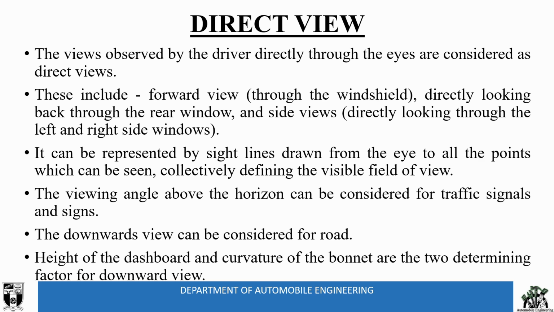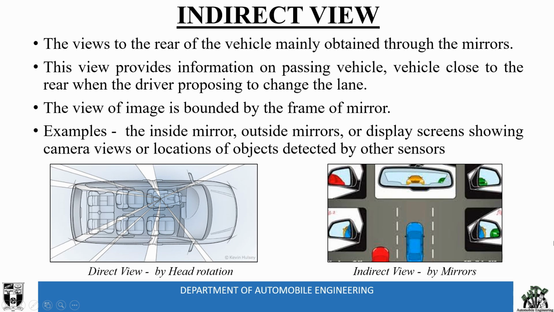The height of the dashboard and the curvature of the bonnet are the two determining factors for the downward view. Indirect view. Indirect view is the view to the rear of the vehicle which is mainly obtained through mirrors. These views provide information on the passing vehicle and the vehicle close to the rear so that the driver can easily take turns or change lanes.